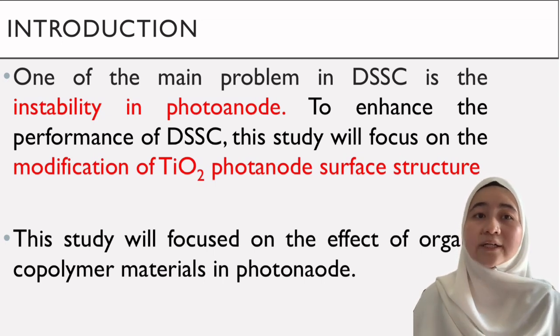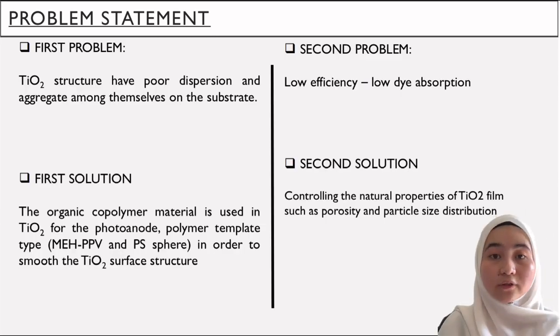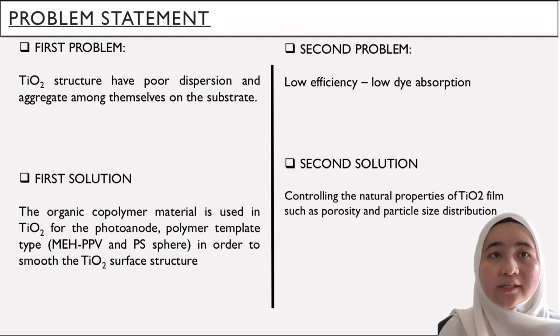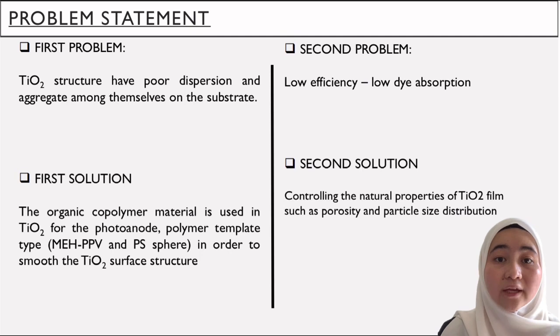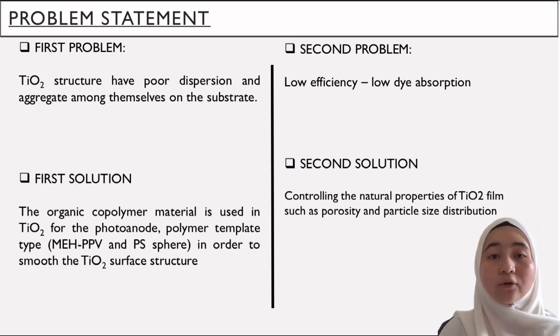This study also will focus on the effect of organic copolymer material that will be introduced in the photoanode surface structure. Even though TiO2 has good characteristics, TiO2 also has several disadvantages. The first one is that TiO2 structure has poor dispersion and aggregates among themselves on the substrate. As a solution, we are using the organic copolymer material in TiO2 photoanode in order to smooth the TiO2 surface structure. The second problem is the low efficiency of the DSSC due to the low dye absorption in the process. To solve this problem, we are controlling the natural properties of TiO2 film, such as the porosity and particle size distribution of TiO2.